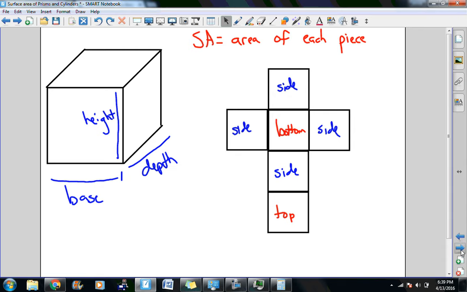the net and then find the area of each piece of the net individually and then add all of the areas up together. Now, what's important to note about each of these objects is that you should have 6 shapes for a rectangular prism, but 3 of them should be repeated.